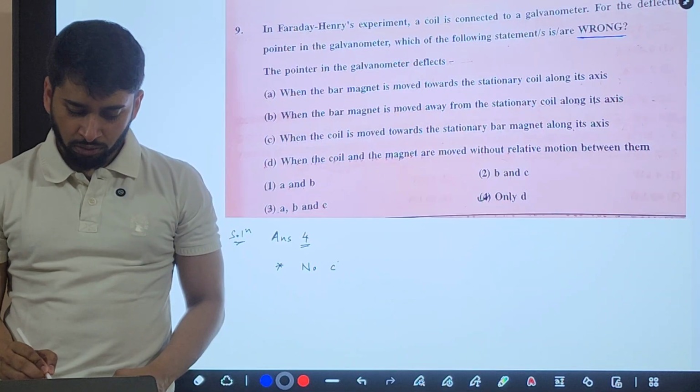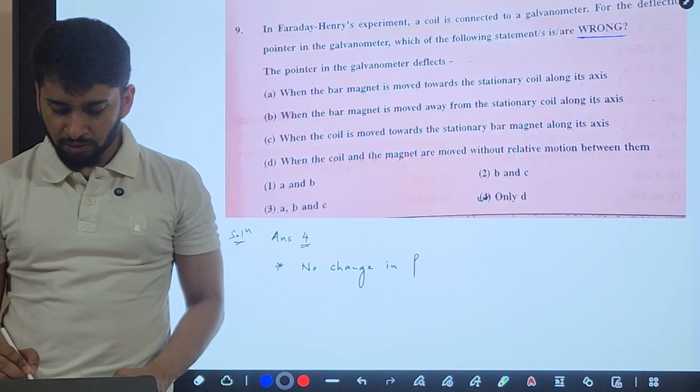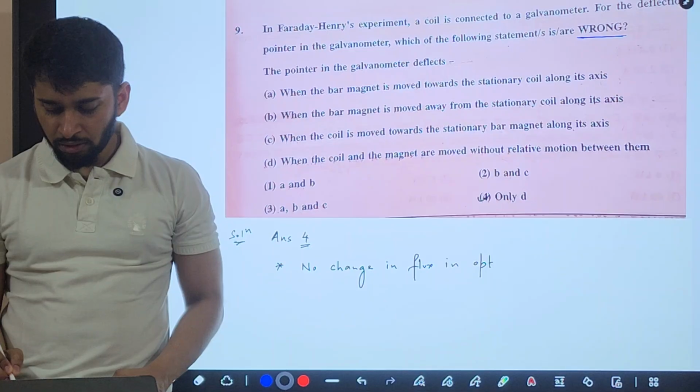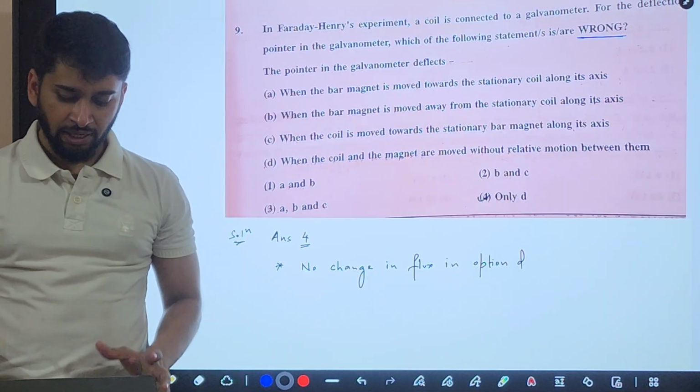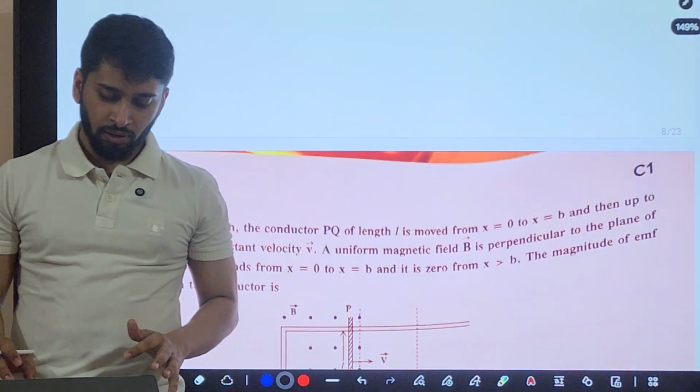No change in flux in option D. Right? Clear? Fine. 9. 10th one.